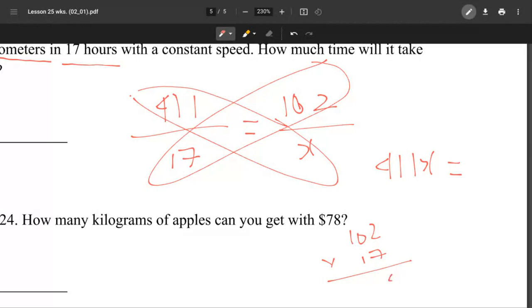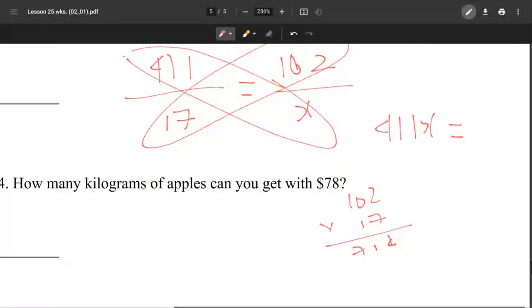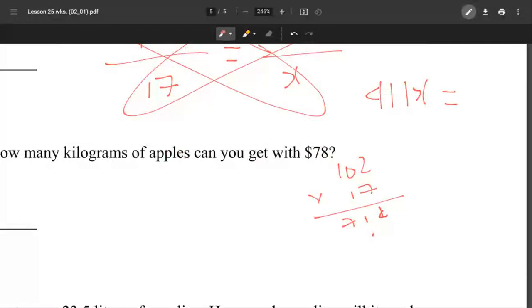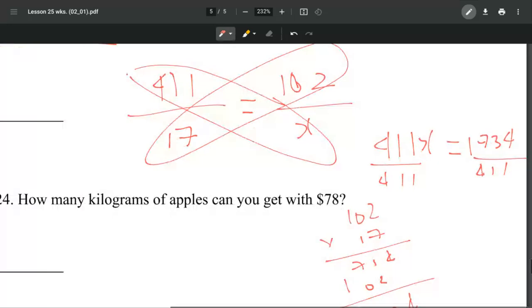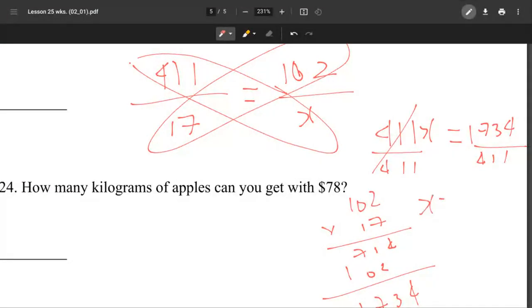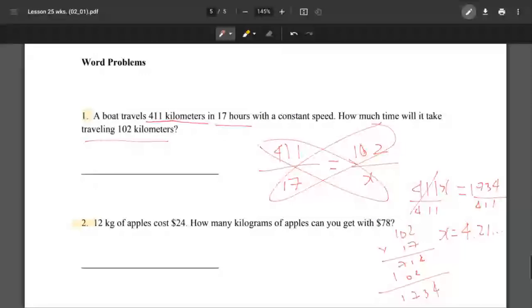That's 102 times 17, which is 1734. Divide both sides by 411. Just plug that into your calculator and we get 4.21. Round it up, we get 4.22 hours.